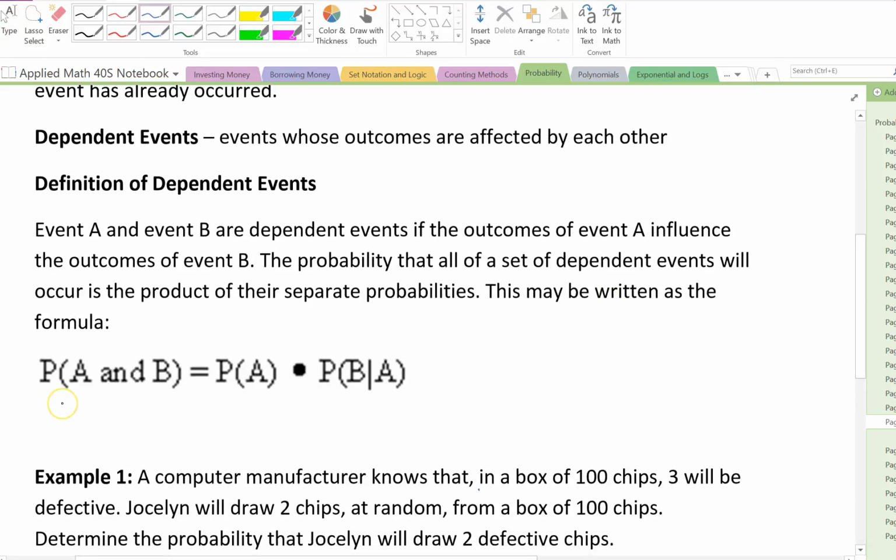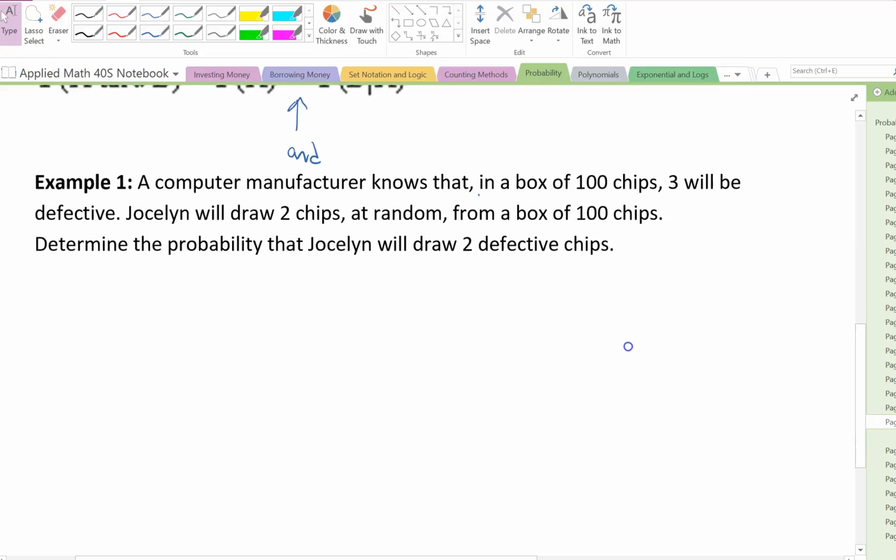Mathematically here, we've got the probability of A and B occurring is the probability of A times, because of that and, the probability of B given A. Let's take a look at the first example and see what we mean.